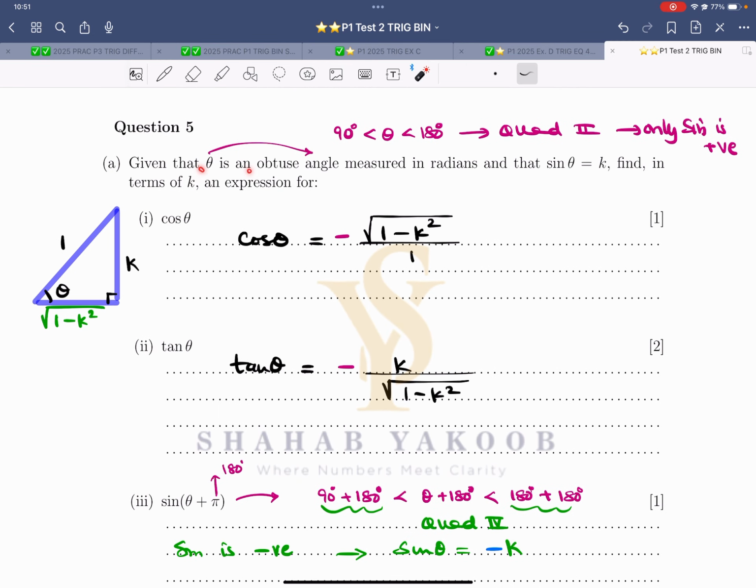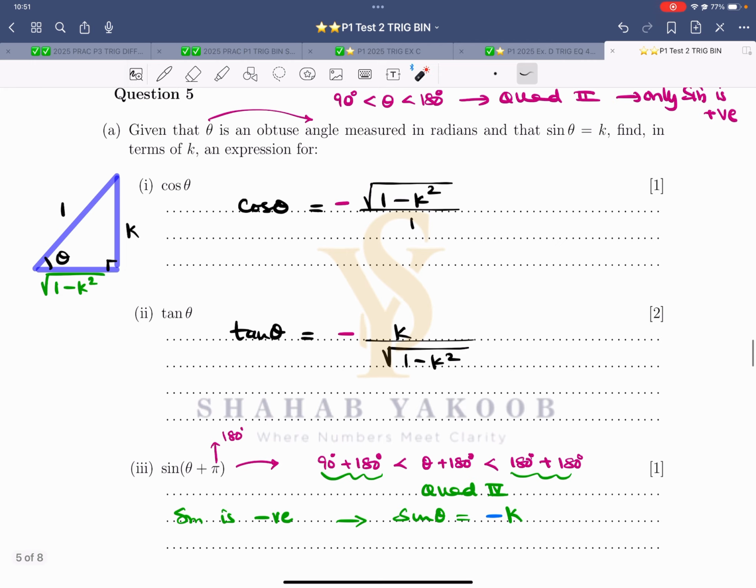Given that theta is an obtuse angle, theta lies between 90 and 180. Quadrant 2, only sine is positive. Now I prefer to do this by drawing triangles. I call it the conceptual questions. Sine theta is k. K can be written as k over 1. So this is the opposite, this is the hypotenuse, and this comes out from Pythagoras theorem.